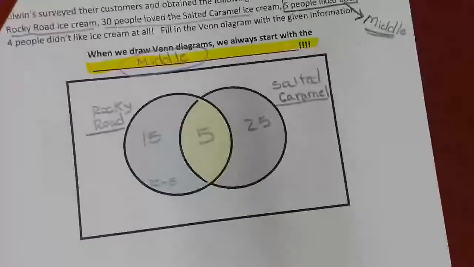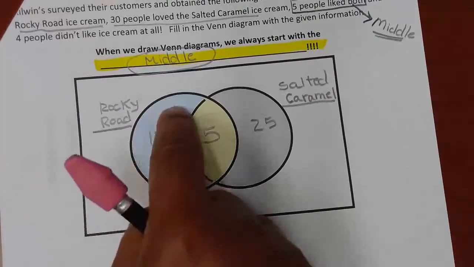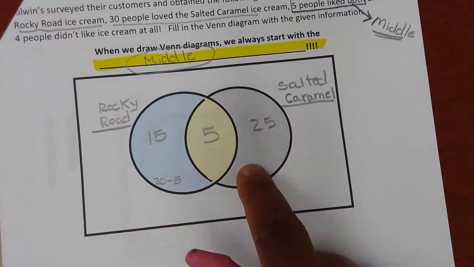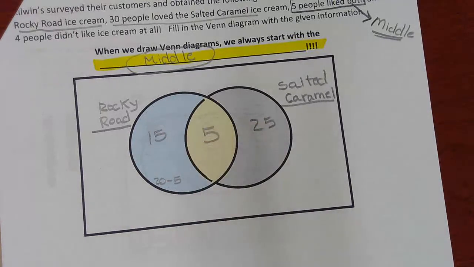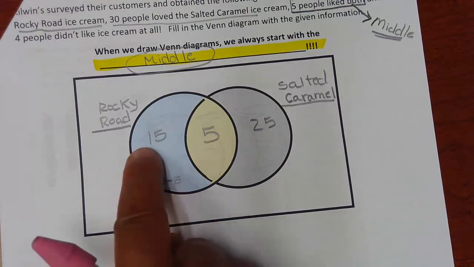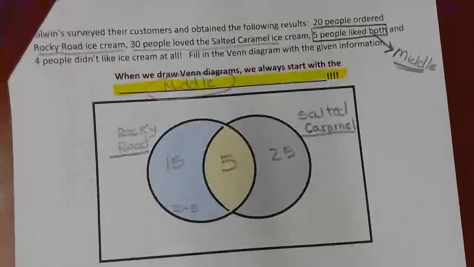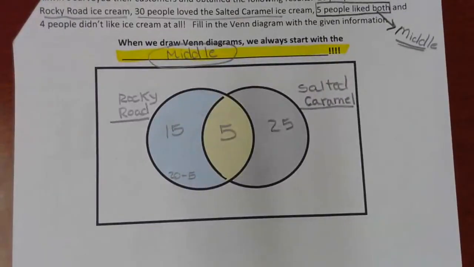And you can read these results once you get done with them. 15 people liked just Rocky Road. 25 people liked just salted caramel. 5 people liked both. Okay, checking your answers. 20 total for Rocky, 30 total for salted caramel. They can make you answer different questions off of these diagrams. Okay, that's constructing your own Venn diagram.